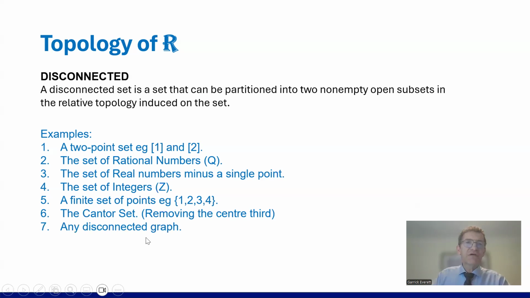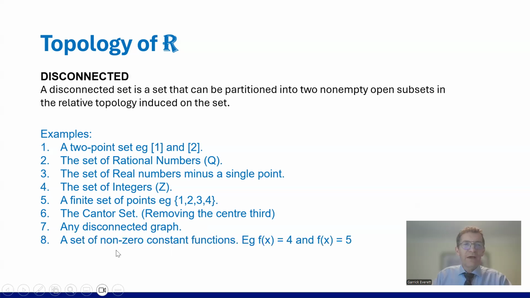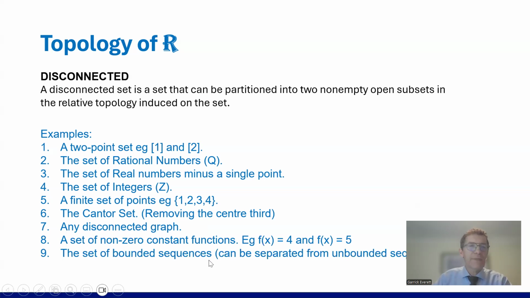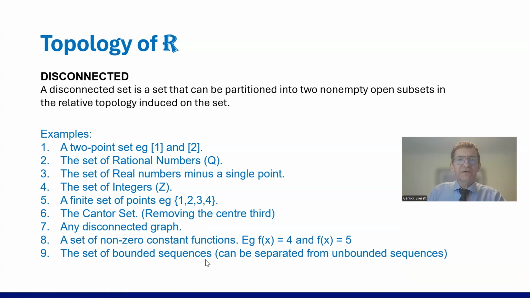Any disconnected graph is obviously disconnected at a certain point, so that can be split up. A set of non-zero constant functions, for example, f(x) equals 4 and f(x) equals 5. So they're constant functions. That's always 4 and that's always 5. So we can split that up. A set of, imagine in the way, a set of bounded sequences that can be separated from unbounded sequences. So that's pretty easy as well. So these are examples of disconnected sets.